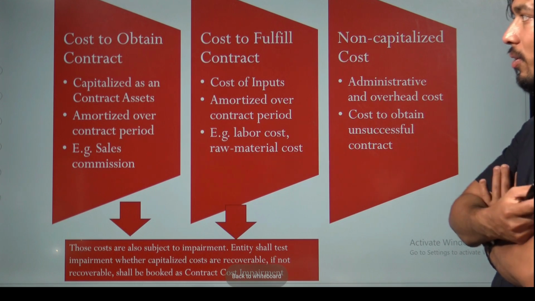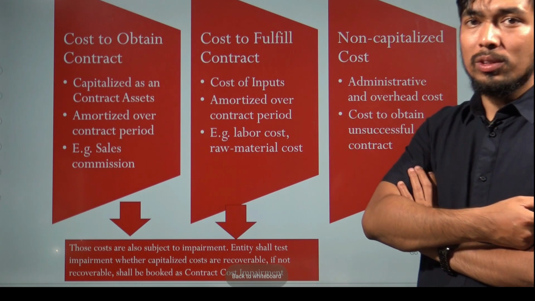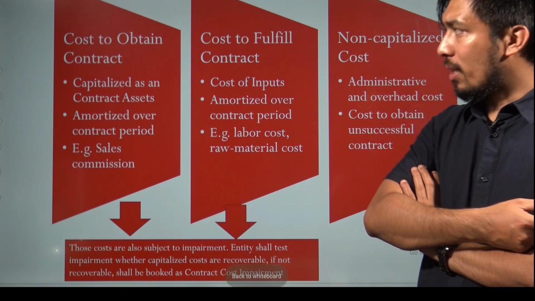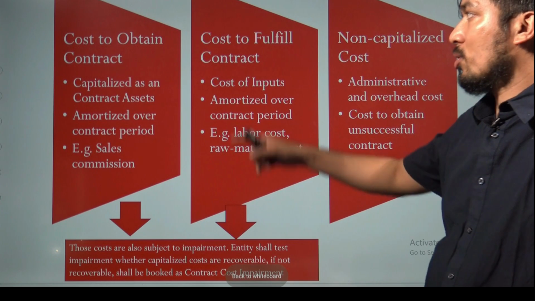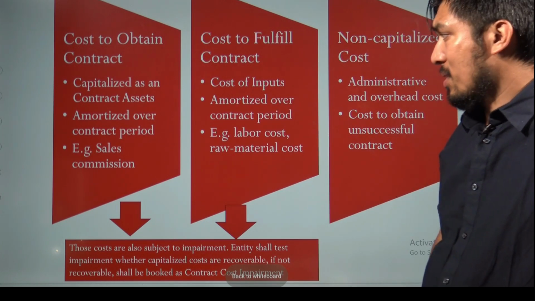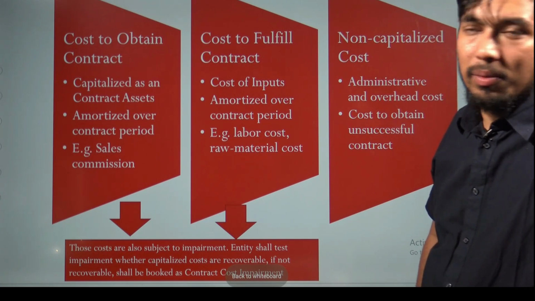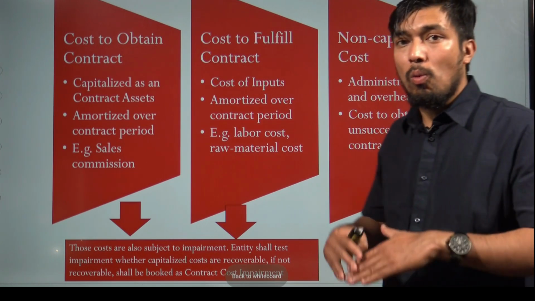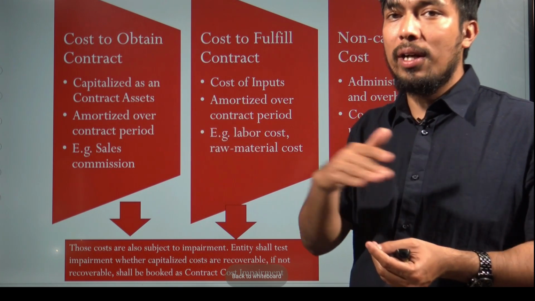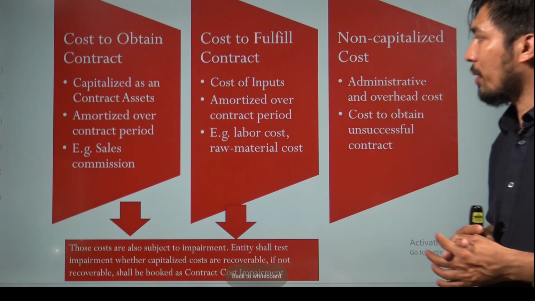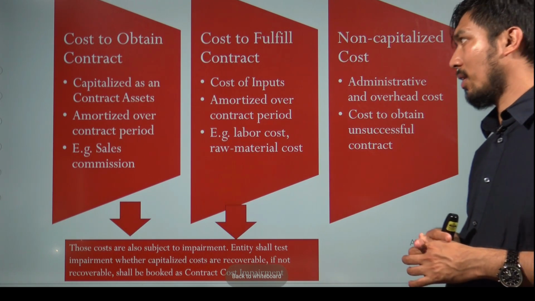Those are the costs to obtain a contract. As per the matching concept, the cost that has been incurred to earn that revenue should be booked in the period when the revenue has been recognized. Similarly, cost to obtain a contract, like sales commissions, should be capitalized as a contract asset and amortized over the contract period, because it is the cost to obtain the whole contract, so that should be allocated to the whole price of the contract and amortized over the whole period of the contract. Cost to fulfill a contract, that is cost of inputs like labor cost, raw material cost, should be amortized over the contract period, similarly to the cost to obtain a contract.